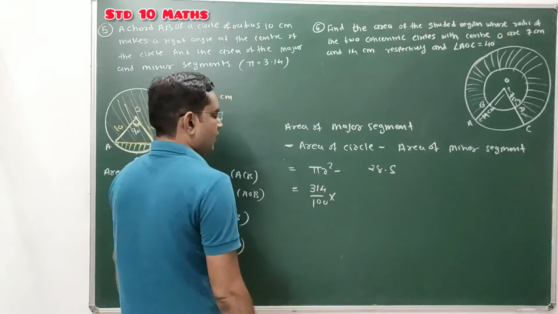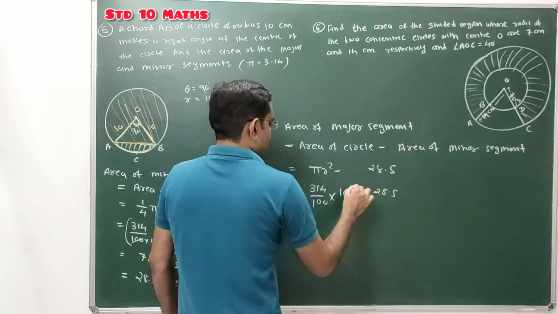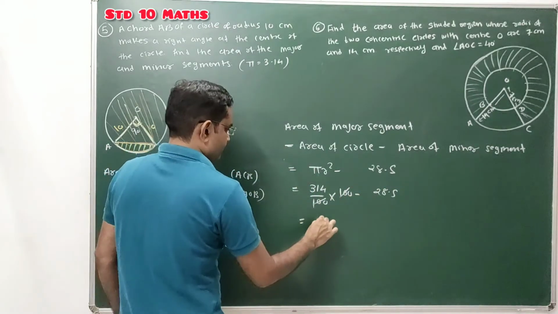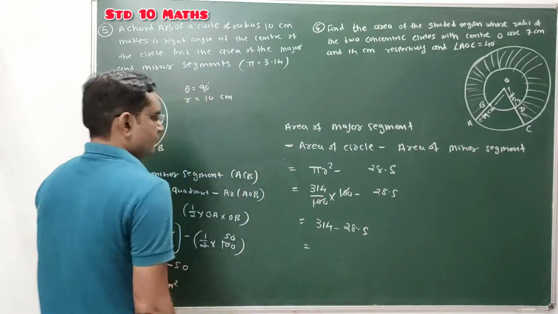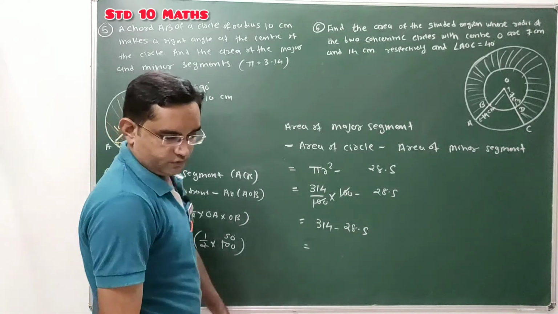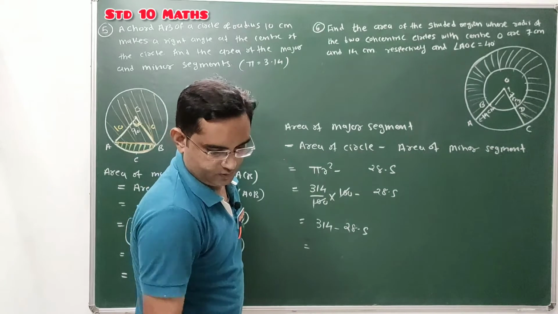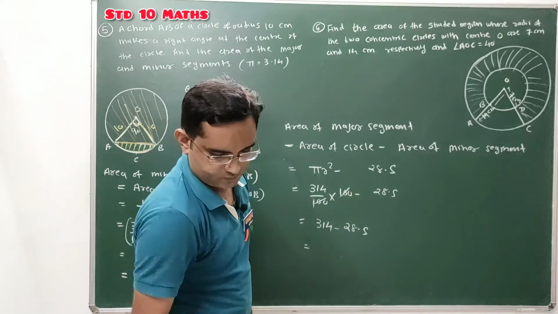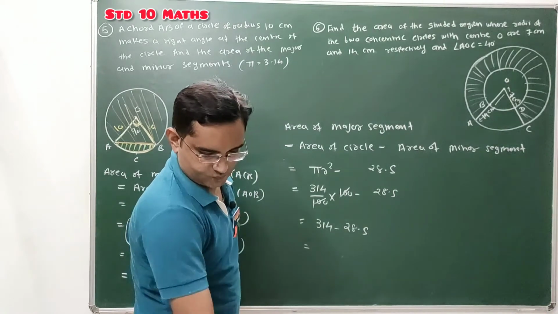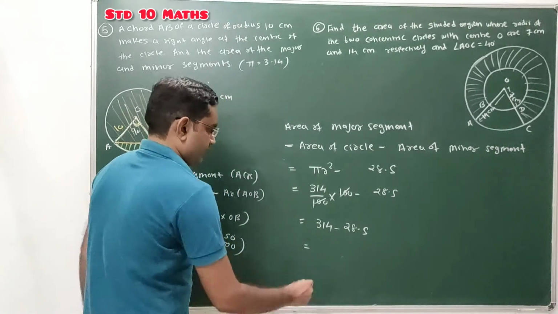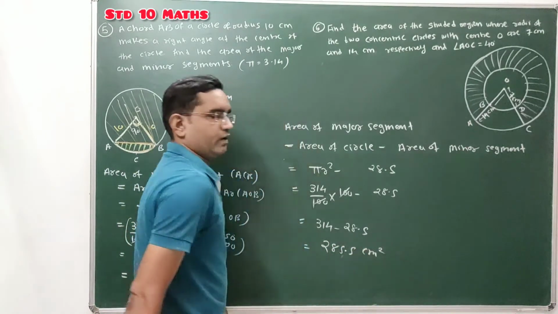Pi 3.14 by 100 into r, radius 10, 100. So it's 314 minus 28.5. So how much will 314 minus 28.5 be? You have to do the subtraction. I am directly writing the answer. So the answer is 285.5 centimeter square. Clear students?